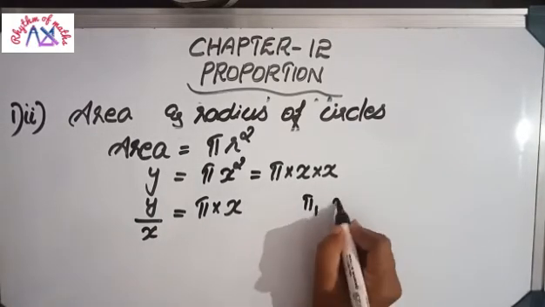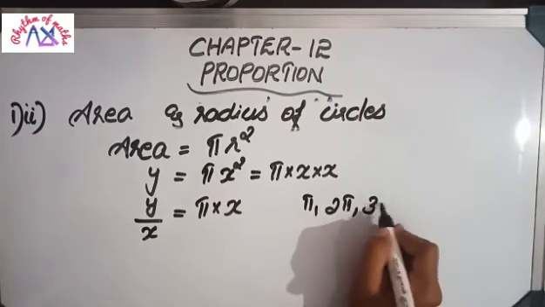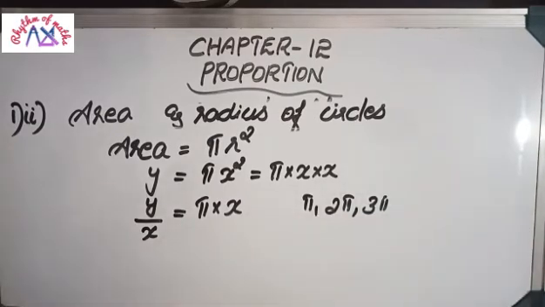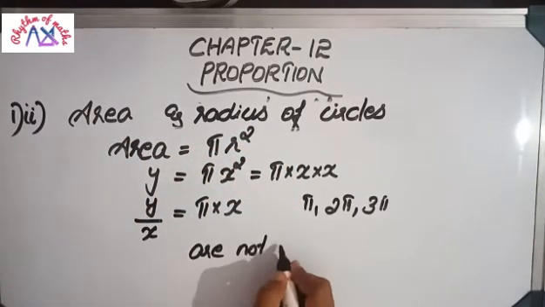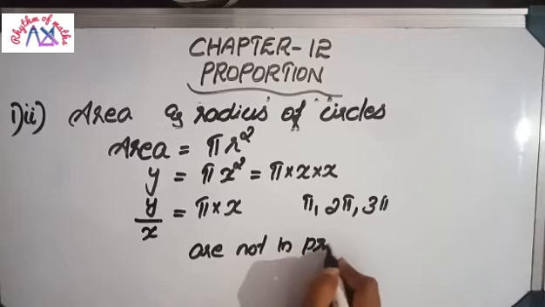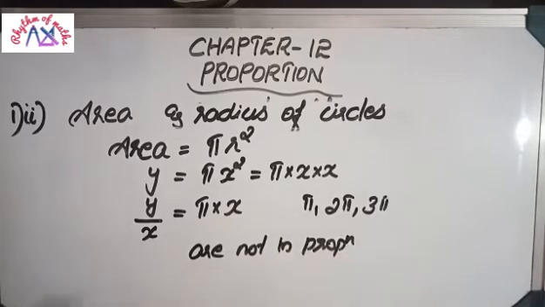Pi comes, then next it will be 2 pi, then 3 pi, like that it will go on. So it is not in proportion. We must get a fixed number here. As it is not a fixed number, area and radius are not in proportion. Not in proportion means the constant of proportionality also is not there. No k here, no fixed number here, because they are not in proportion.